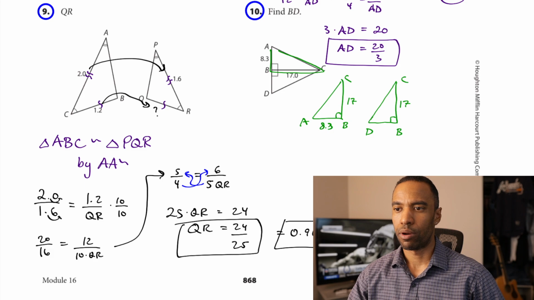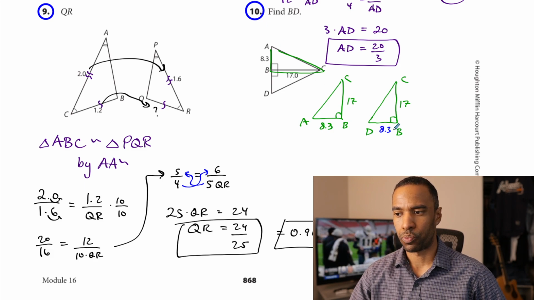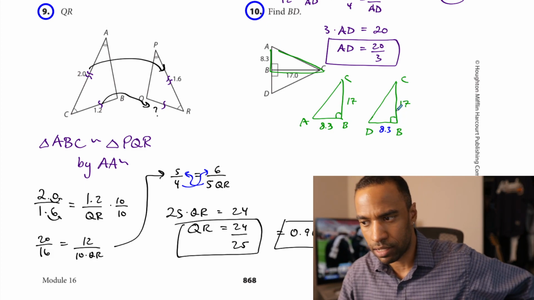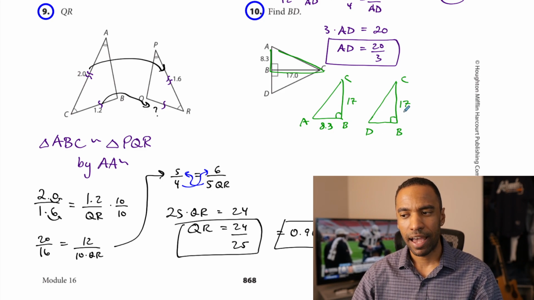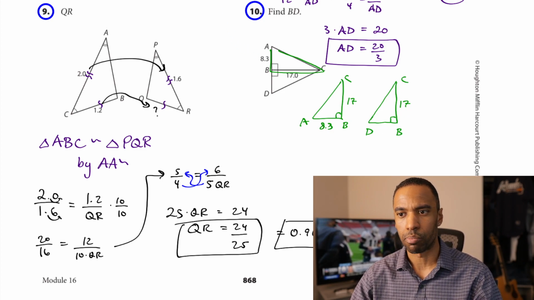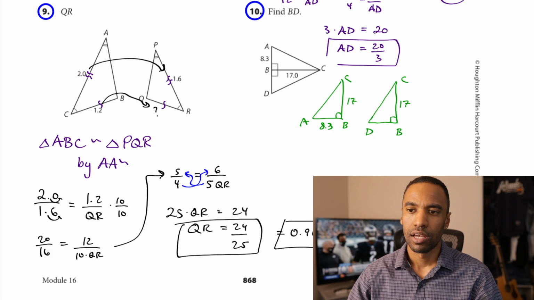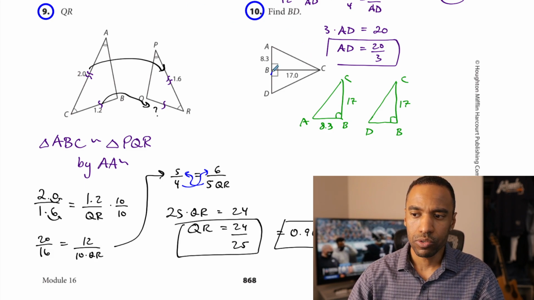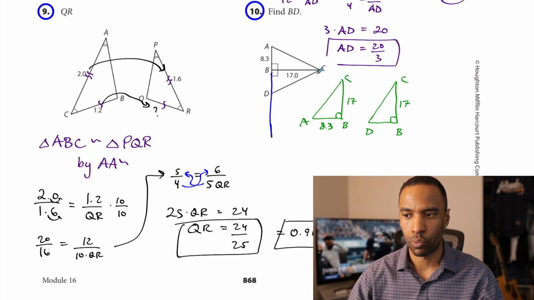Now, I know that you might want to assume that this is also 8.3, but nothing tells us that it needs to be 8.3. In fact, I think we're kind of checked out with this problem at this point. Who knows how long BD actually is? It could have gone all the way out here.